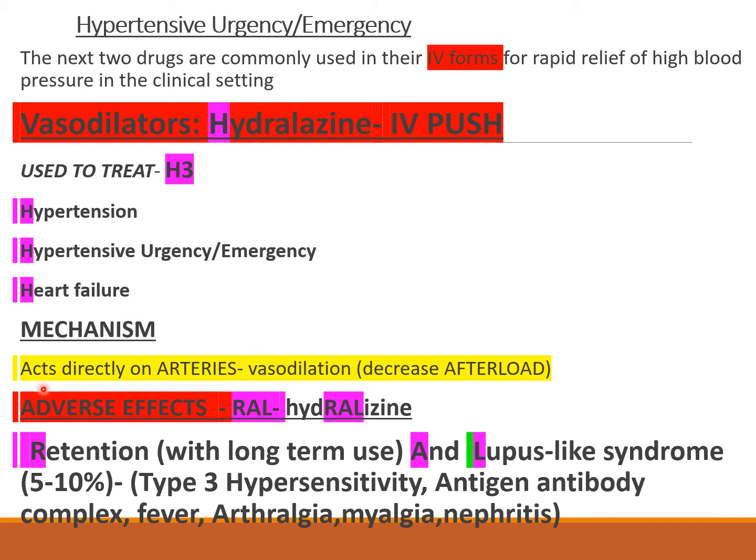What is the mechanism? It acts directly on arteries, causes vasodilation, and there is a decreased afterload. This is an important point. There is a decreased afterload. All right. Adverse effects. Now, hydralazine, this is the mnemonic over here, RAL. Adverse effects is RAL. That is retention with long-term use and lupus-like syndrome. Okay. 5 to 10%. What is lupus-like syndrome? Type 3 hypersensitivity, antigen antibody complex, fever, arthralgia, myalgia, and nephritis.